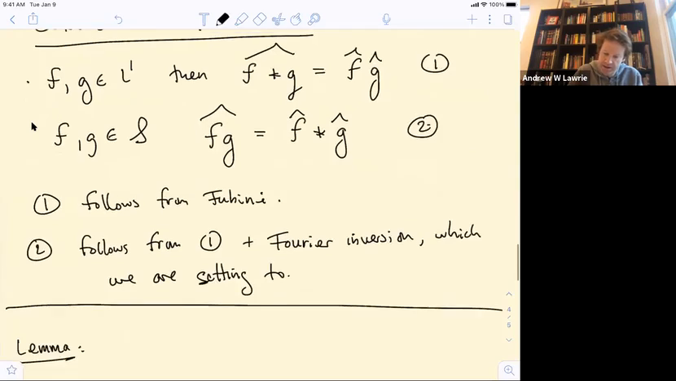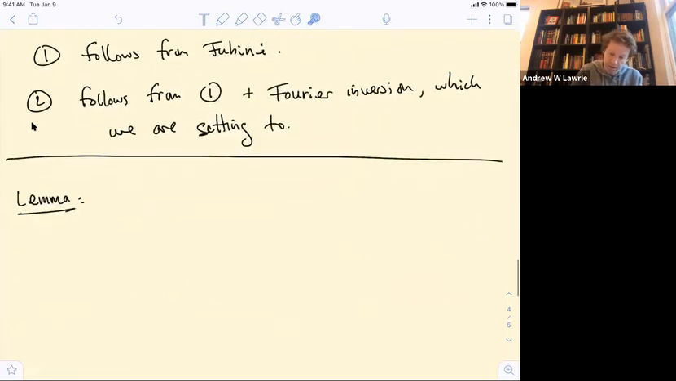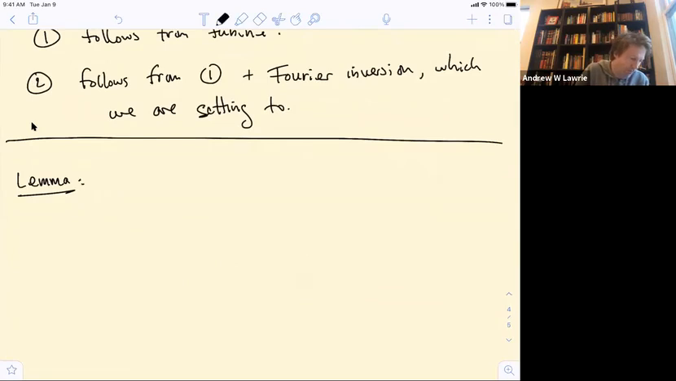Let me just emphasize that this is nice structure, right? Taking the Fourier transform turns convolution into a product, and the Fourier transform of a product is the convolution of the Fourier transforms. So these two operations, product and convolution, are dual to each other with respect to the Fourier transform. Let's call this lemma 1.